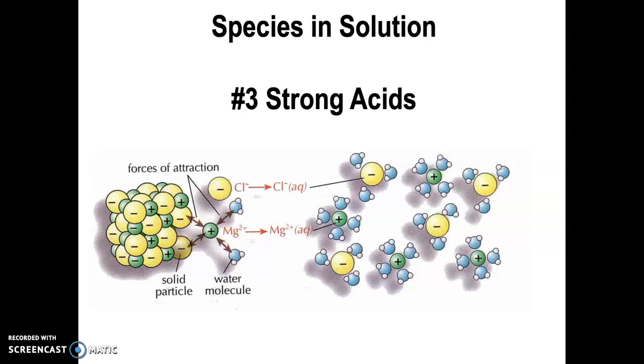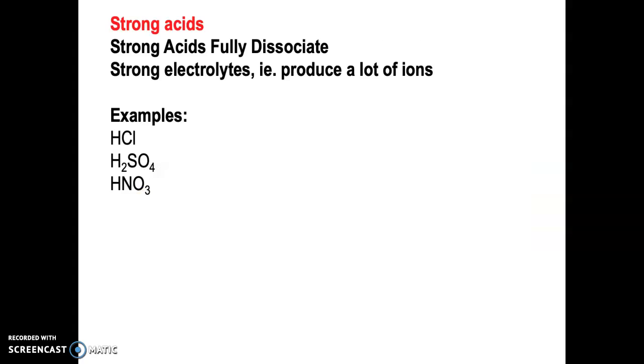This is the third video in the series for species in solution, and in this video I'll take you through a strong acid. Strong acids fully dissociate, which means that they produce a lot of ions, and that makes them strong electrolytes. Examples of strong acids include hydrochloric acid, sulfuric acid, and nitric acid.